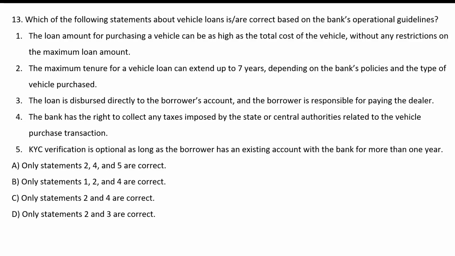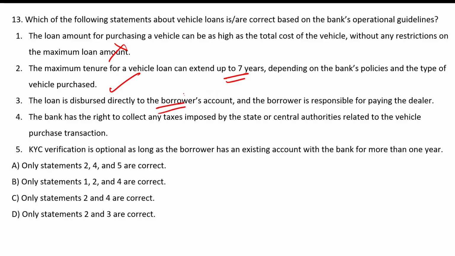Which of the following statements about vehicle loan is or are correct based on bank's operational guidelines? The loan amount for purchasing a vehicle can be as high as the total cost of vehicle without any restriction on the maximum loan limit. So this is not correct. The maximum tenure can extend up to 7 years. So yeah, 84 months can be there depending on the bank's policy and type of vehicle purchase. This is correct.